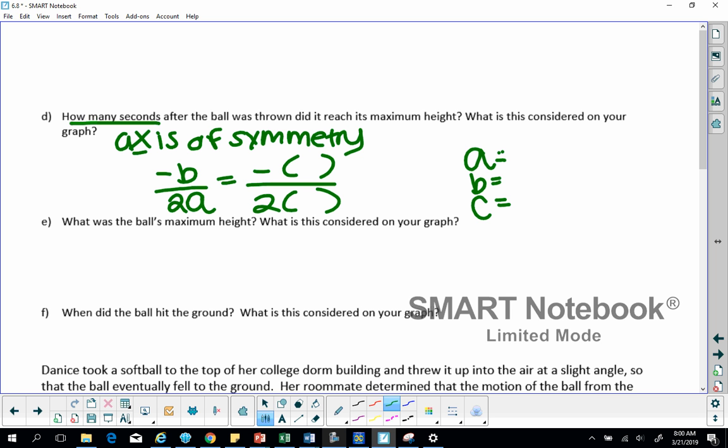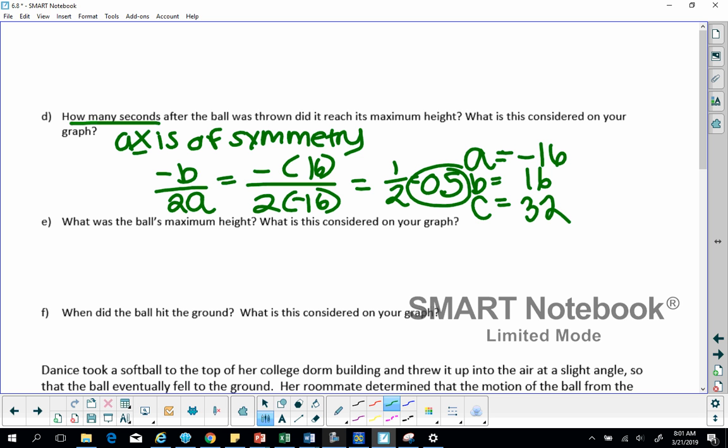What was your a in that equation? You'll probably flip the page back. Oh, it's negative 16, 16 and 32. So what would I put right here? Negative, good, 16, and then 2 times my a, which is negative 16. What do you end up getting when you do that? 1/2. Good. What's 1/2 as a decimal? Good. So at 0.5, at a half a second, that's where the ball reaches its max height.